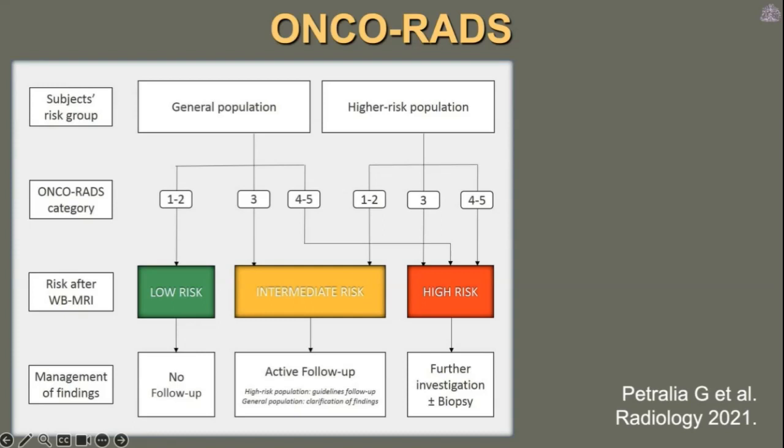If the score is 3 in the general population, this is intermediate risk, and usually we will recommend active follow-up, either a repeat MRI, a targeted MRI, or some other test to clarify the MRI findings. If it is a score 4 or 5, it is considered high risk, and further investigation is absolutely required.